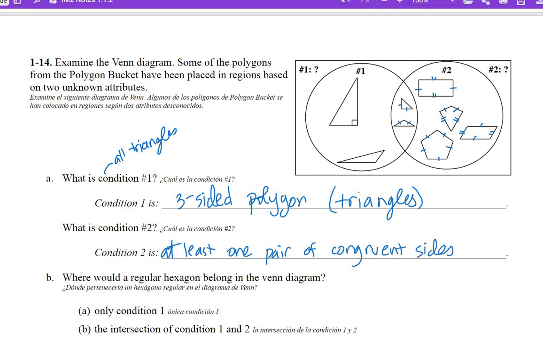They all have at least one pair of sides of same length.